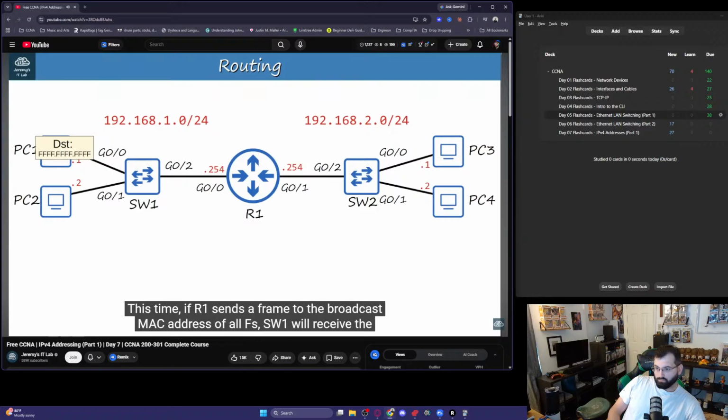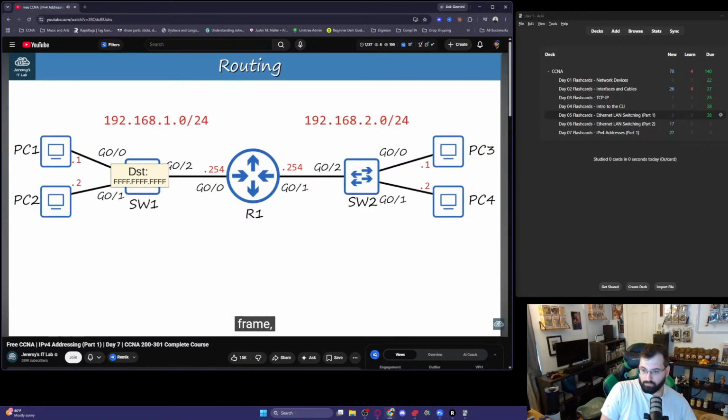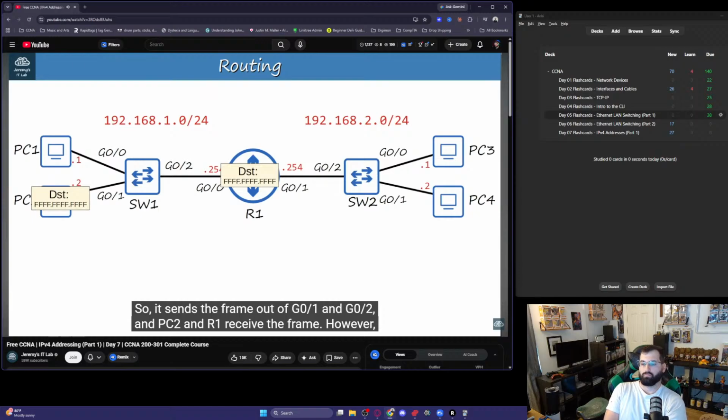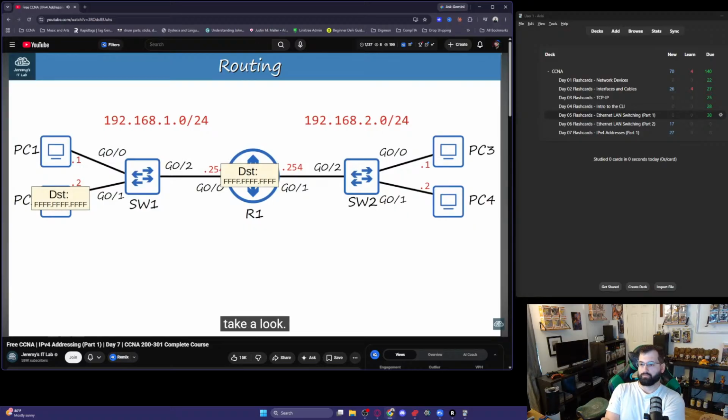This time, if R1 sends a frame to the broadcast MAC address of all Fs, switch 1 will receive the frame, and it will forward it out of all interfaces except the one the frame was received on. So it sends the frame out of G0/1 and G0/2, and PC2 and R1 receive the frame. However, that's where it ends. The broadcast is limited to the local network. It doesn't cross the router and go to switch 2, PC3, and PC4. I'll go more into detail about routing and layer 3 forwarding, but as I said, this video will focus on IP addresses themselves. So let's take a look.